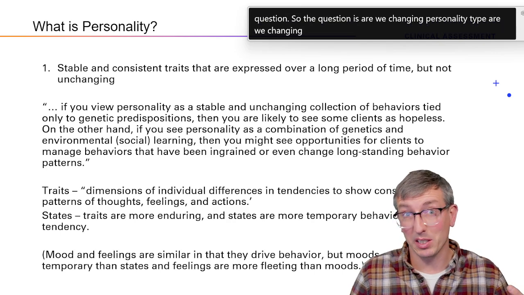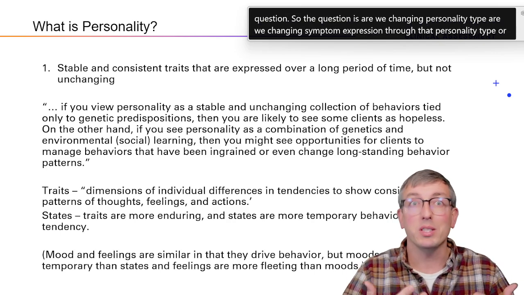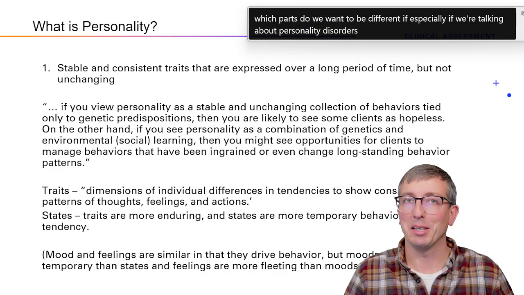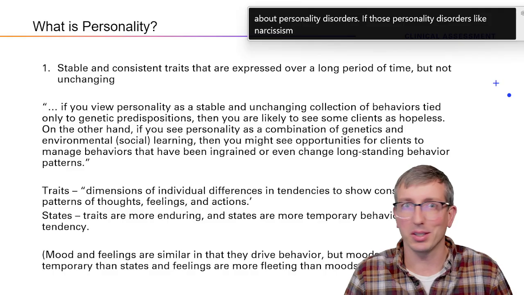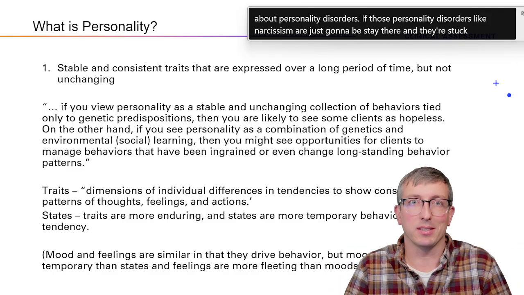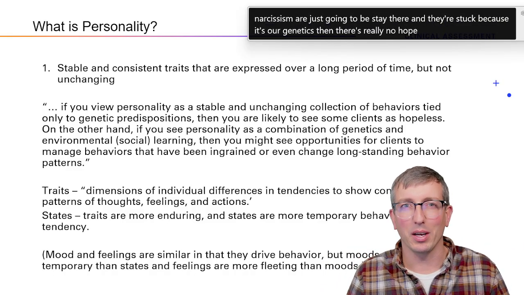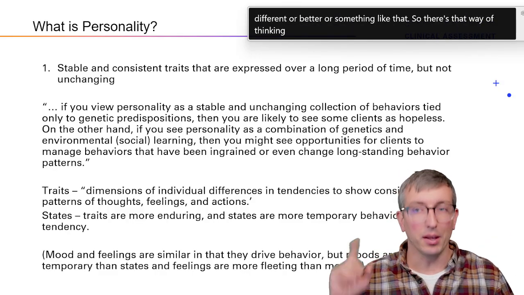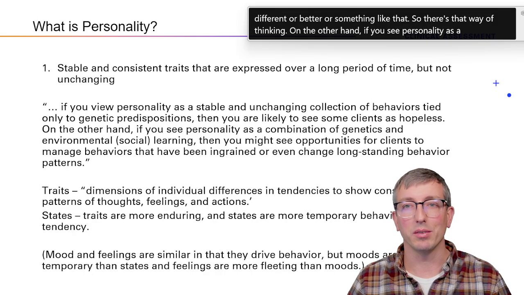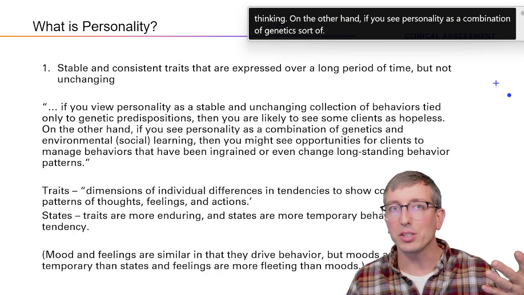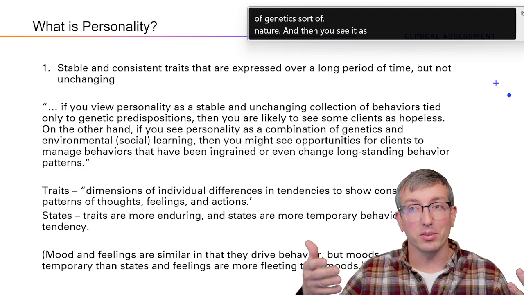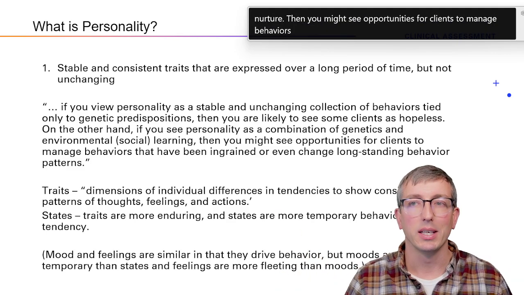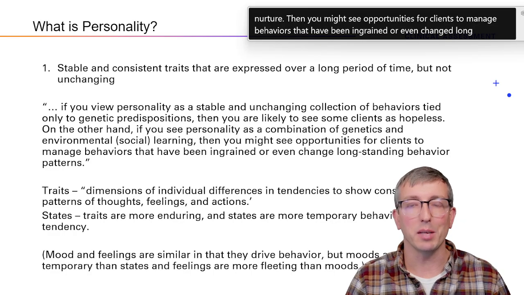So if it's stable and unchanging and it's this collection of behaviors, then you're likely to see some clients as hopeless. In other words, clients come to us to make change. They come to us to say, I am this kind of person, but I could be a different kind of person. So the question is, are we changing personality type? Are we changing symptom expression through that personality type? Or which parts do we want to be different? Especially if we're talking about personality disorders. If those personality disorders like narcissism are just going to stay there and they're stuck because it's our genetics, then there's really no hope for a person to become different or better or something like that. So there's that way of thinking. On the other hand, if you see personality as a combination of genetics, sort of nature, and then you see it as environmental, like social learning, nurture, then you might see opportunities for clients to manage behaviors that have been ingrained or even changed long-standing behavior patterns.